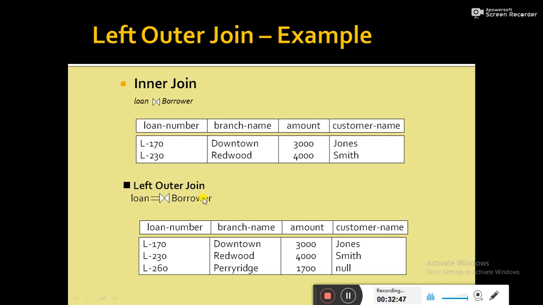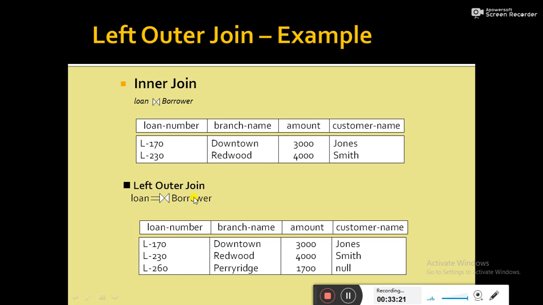Loan left outer join borrower means first it will perform the natural join operation between loan and borrower. Natural join means inner join. So it will perform loan natural join borrower, and we get the result L170 Downtown 3000 Jones. The record L230 Redwood 4000 Smith will also be selected over here.